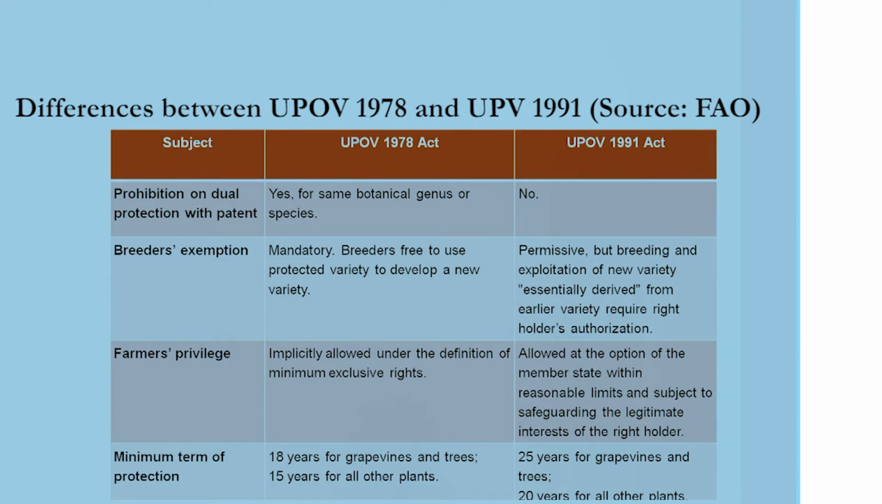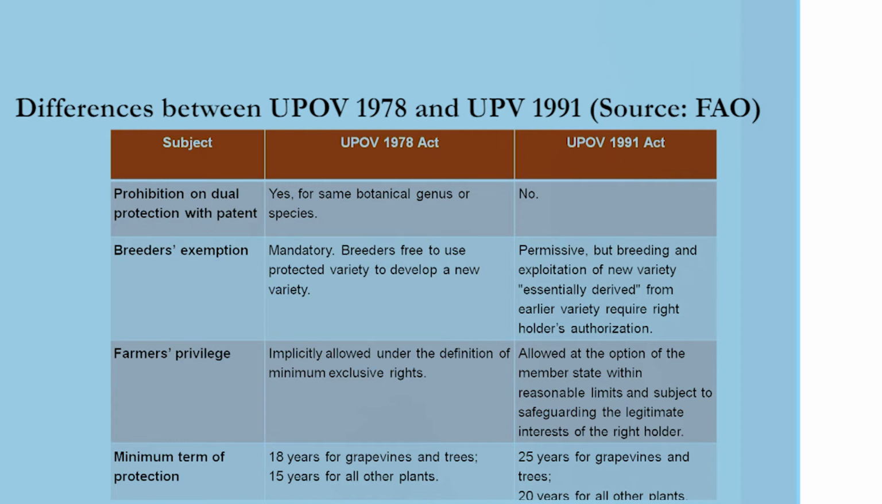In case of the 1978 Act, the farmer's privilege is implicitly allowed under the definition of minimum exclusive rights. In case of the 1991 Act, the farmer's privilege is allowed at the option of the member state within reasonable limits and subject to safeguarding the legitimate interests of the right holder.